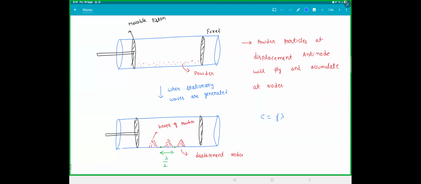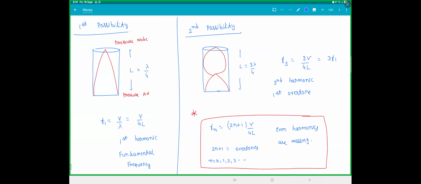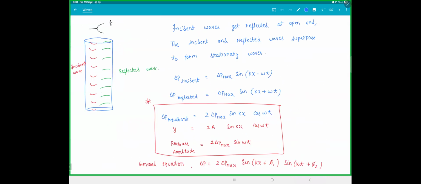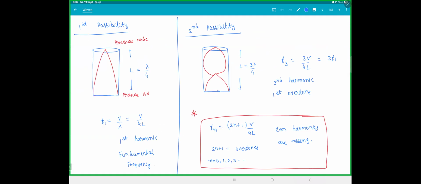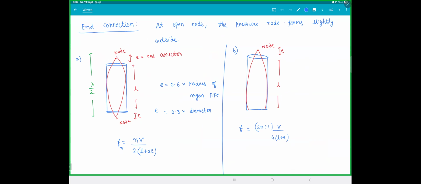In the last class, we had experiments, Kundt's tube and the resonance column tube. Just to go back, primarily there are only two formulas. One was open, where it is nV by 2L. Then we had open closed, which was (2n plus 1) V by 4L, or odd numbers of V by 4L. And the end correction: whenever there is an open end, there is an end correction of 0.3 D, diameter, or 0.6 r. Those are the main formulas there. So let's see a few questions on this.